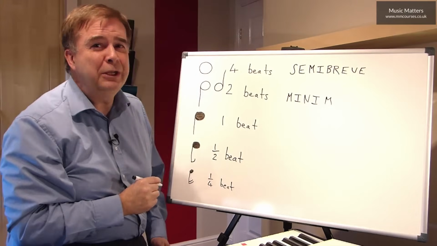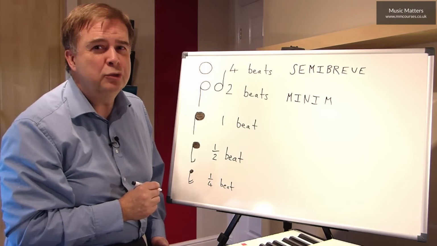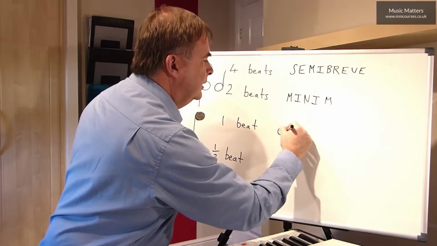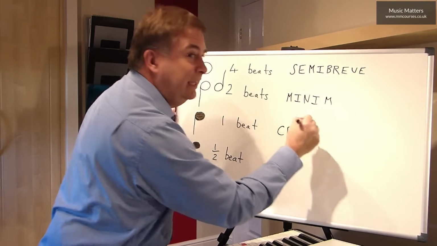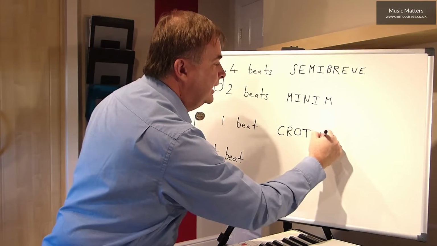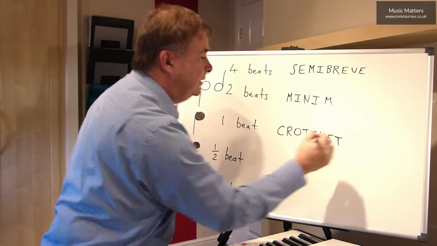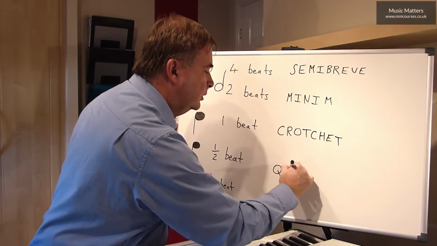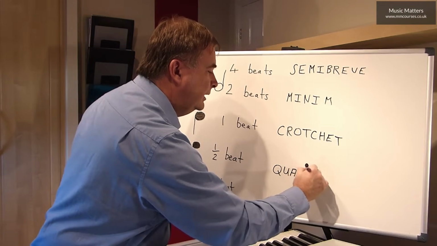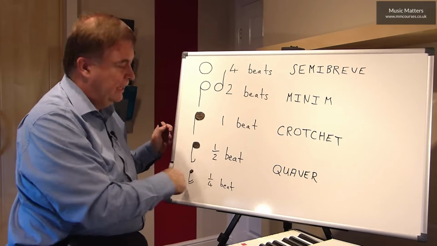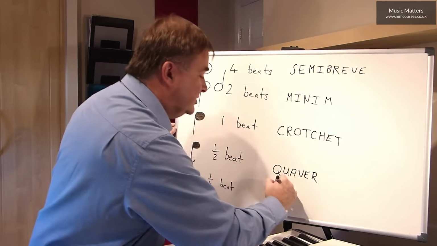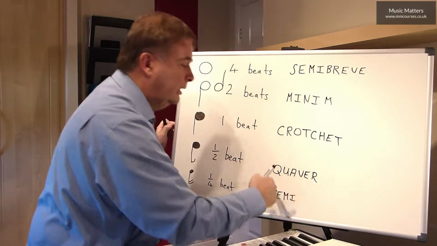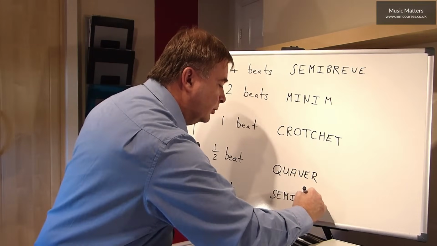And this one is called the crotchet. Now, be really careful how you spell this word, because lots of people end up writing the word crochet when they really mean crotchet. So this is how we spell crotchet. C-R-O-T, that's a letter that gets missed out, C-H-E-T. This one is the quaver, Q-U-A-V-E-R. And this one, the quarter beat note, is the semiquaver. So S-E-M-I, and then you'd write quaver as before.